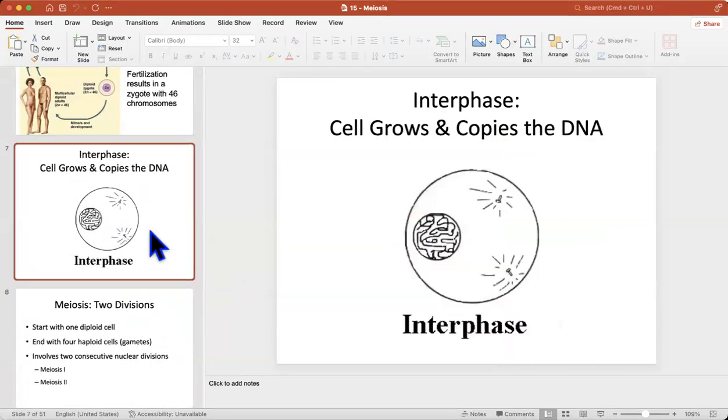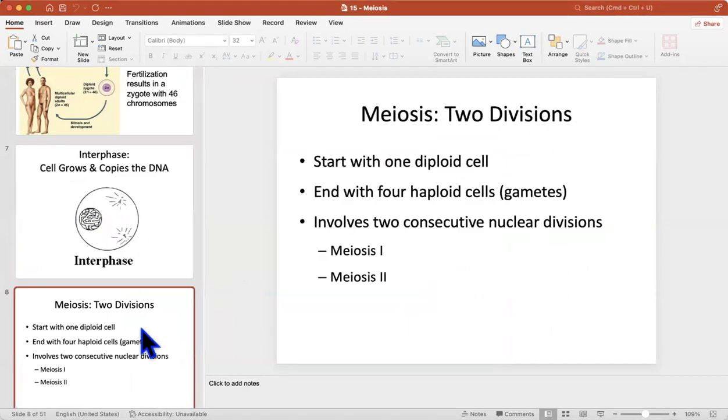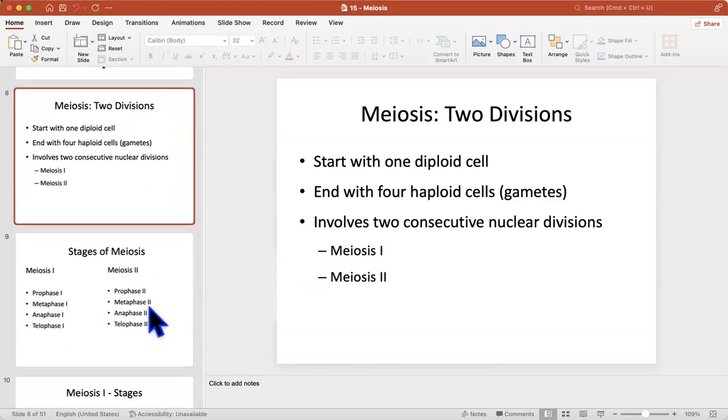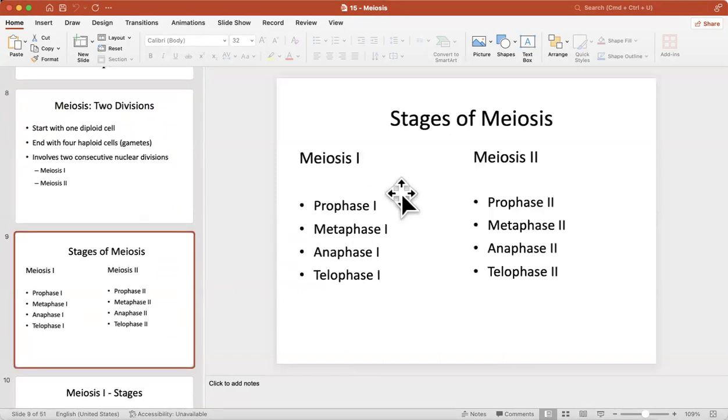Okay, so the cells still need to grow. They still have interphase, and then that's when they divide. They have to divide twice. Meiosis, different from mitosis, has two divisions, because you duplicate chromosomes, then you divide, and then you divide again. That's how you end up with the gamete with only half of the chromosome number. So in total we have meiosis 1 and meiosis 2, because you have to divide them twice.